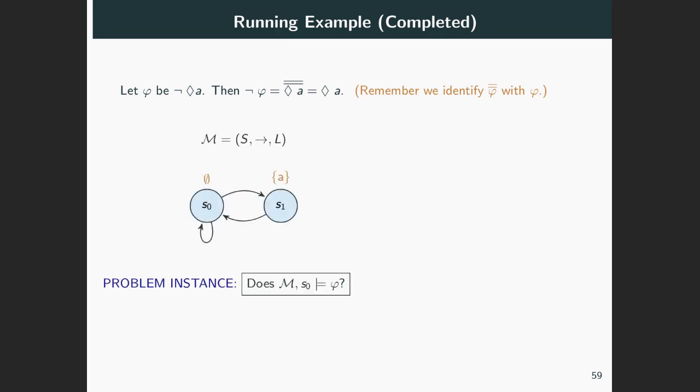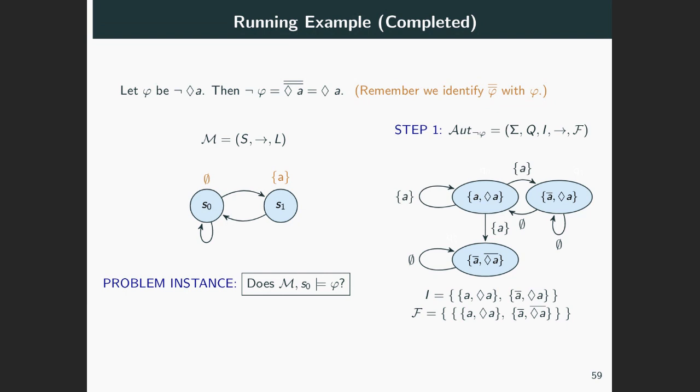Let M be the LTS shown here. We consider the question of whether M in state S0 satisfies phi, which is an instance of the model checking problem. We apply step 1 to build the automaton of not phi, where not phi is eventually A. We have already done this as part of our running example, and this is the resulting automaton shown on the right.